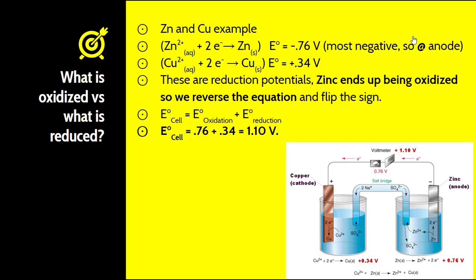Now remember that these are reduction potentials. All of them that are listed there are reduction potentials. So because zinc is at the anode, zinc ends up being oxidized, so we have to reverse the equation. If you flip the arrow, you also flip the sign of your E value. Keep in mind that the E value of the total cell is the oxidation value for E plus the reduction value for E, so you simply add those two together. Zinc is being oxidized here, so we flip the sign. So it's 0.76, and we add that to 0.34 and get 1.10 volts. And that is your electrical potential for the entire cell at standard conditions.